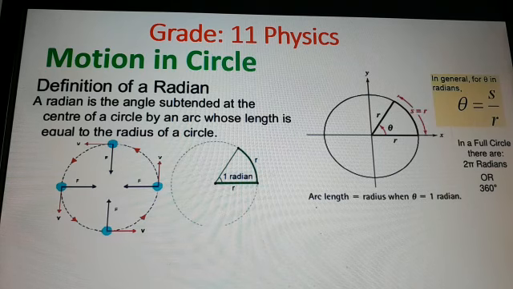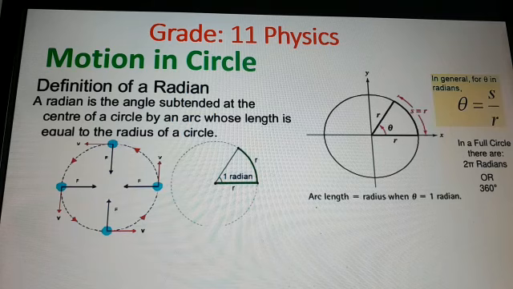To obtain the angle in radians we have to divide the length of the arc by the radius of the circle. So theta, the angle in radians, is equal to arc length divided by the radius of the circle. Arc length is s divided by radius. So theta is equal to s by r.